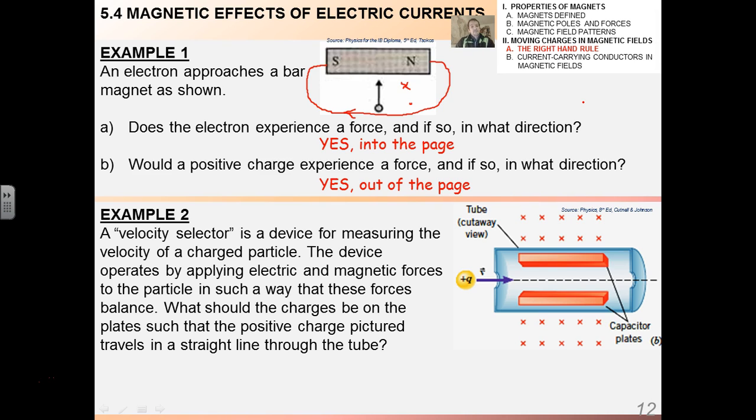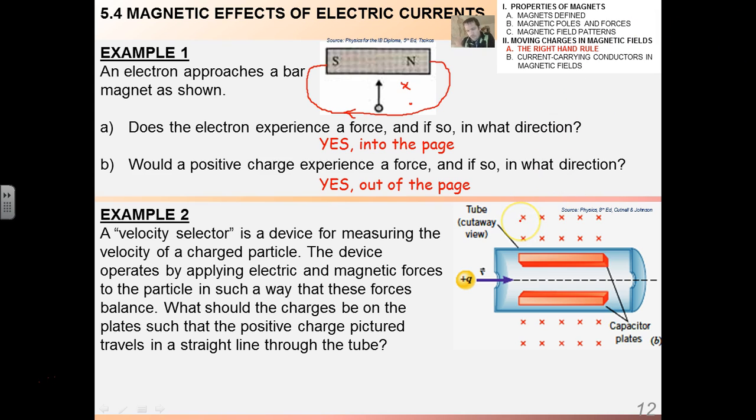A velocity selector is a device for measuring the velocity of a charged particle. The device operates by applying electric and magnetic forces to the particle in such a way that these forces balance. What should the charges be on the plate such that the positive charge pictured travels in a straight line through the tube? Okay, think about it.